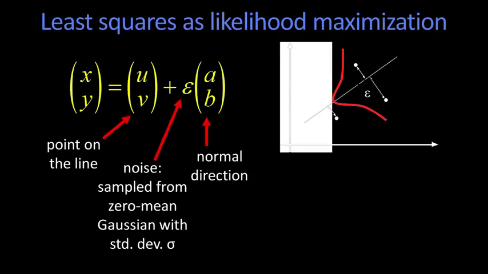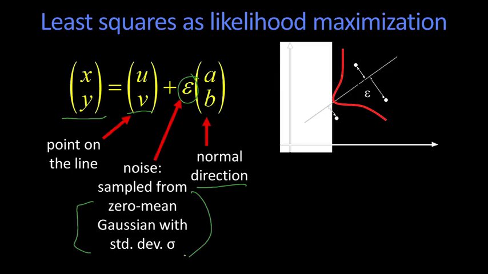All right, so that's written here in this equation. Basically, we're saying the point xy that we actually measure is just some real point on the line, uv, that has been perturbed in the direction perpendicular to that line, AB, that's the line that we were solving for, and the perturbation has been some amount of noise that came from a Gaussian with zero mean and some standard deviation sigma, or variance sigma squared.